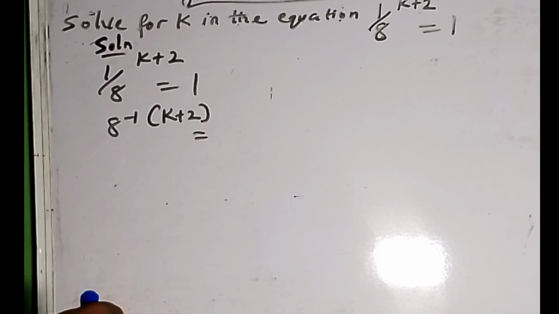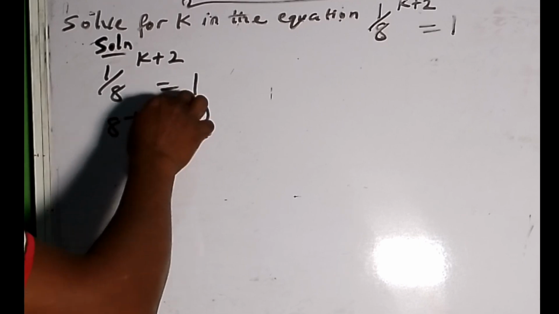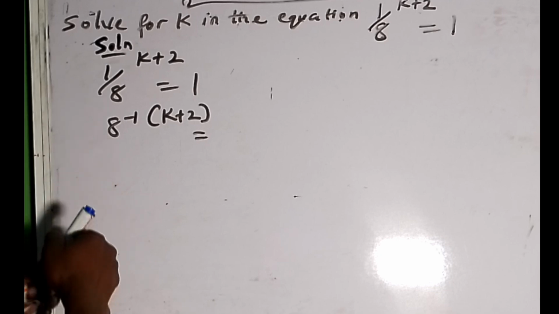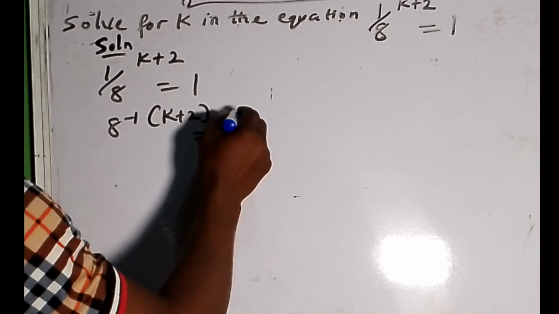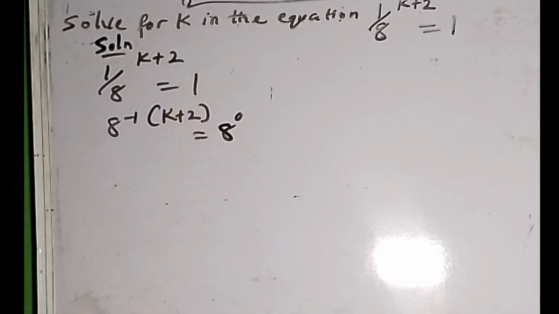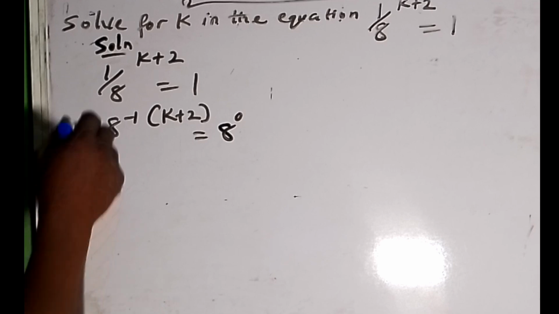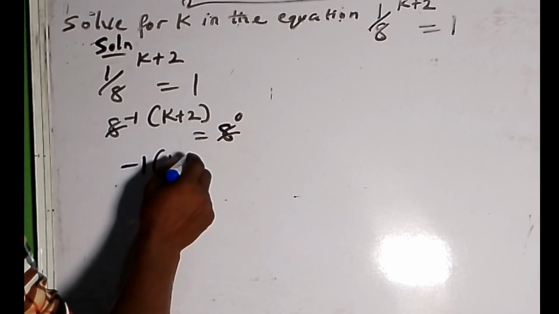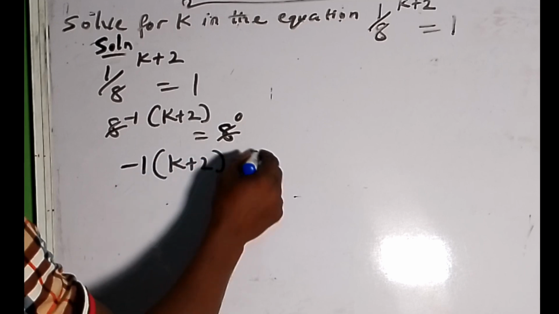Now we also understand in the third law of indices that anything raised to the power of 0 is 1. So because this base is 8, let's make the right side 8 raised to the power of 0, which is also equal to 1 according to the third law of indices. So this base will cancel this base. We have minus 1 bracket k plus 2 equal to 0.